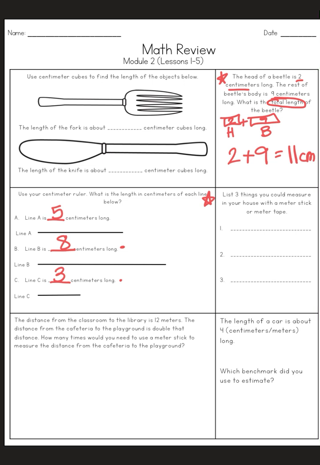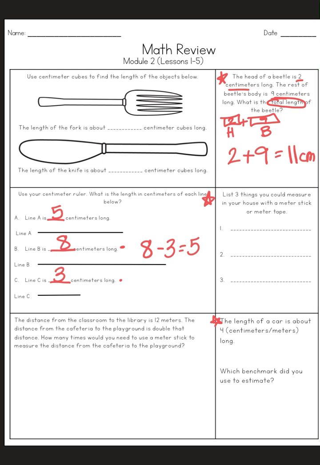If I'm finding the difference, I subtract. So I would subtract 8 centimeters minus 3 centimeters, and that equals 5 centimeters. So the difference between line B and line C is 5 centimeters. Now we're going to go down to this last box down here.